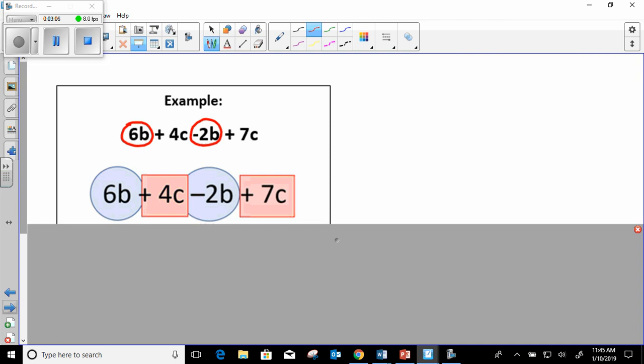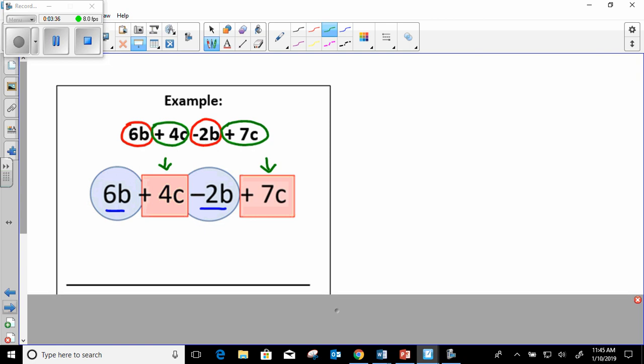So notice that the 6b and the 2b are in the blue circles. Those are your like terms. Then in a different color, I have my plus 4c and my plus 7c, and those are right here in my squares. So right now we want to combine our like terms, and I always like to go in alphabetical order. So we're going to do our b's first. So what you're going to do is you're going to combine your b's, so the circles. So 6b minus a 2b is 4b.